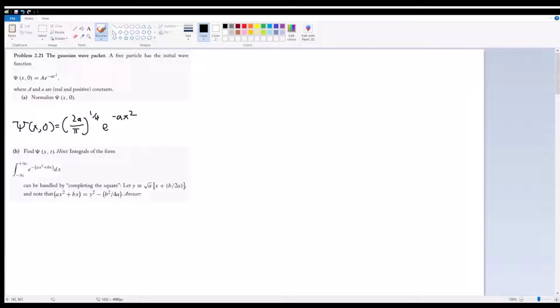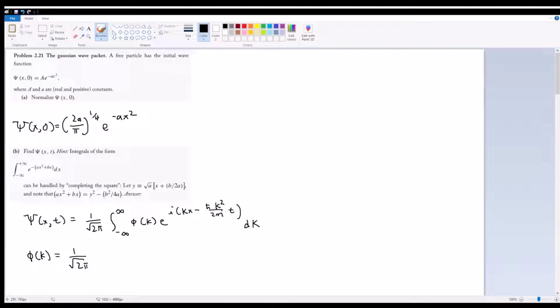So we know from the Fourier transforms that we've described in this section that psi of x comma t is just equal to 1 over square root of 2 pi times the integral from negative infinity to positive infinity of phi of k times e to the power of i times (kx minus h bar k squared over 2m) multiplied by t, and we close this off by dk. And we know that phi of k can be solved as 1 over square root of 2 pi times the integral from negative infinity to positive infinity of psi of x comma 0 times e to the negative i kx dx.